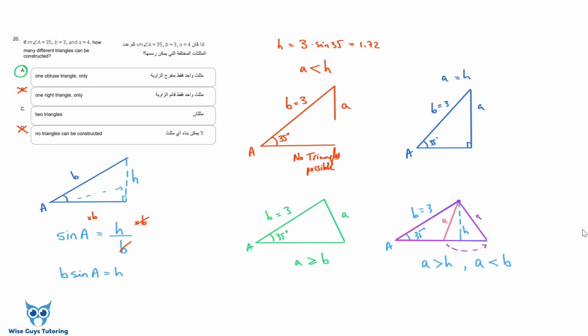So this is the case where you have two possibilities. It's when A is bigger than H and A is smaller than B. Again, that is not our case because A is larger than B. It is not smaller than B. That's why this case is not correct for us.